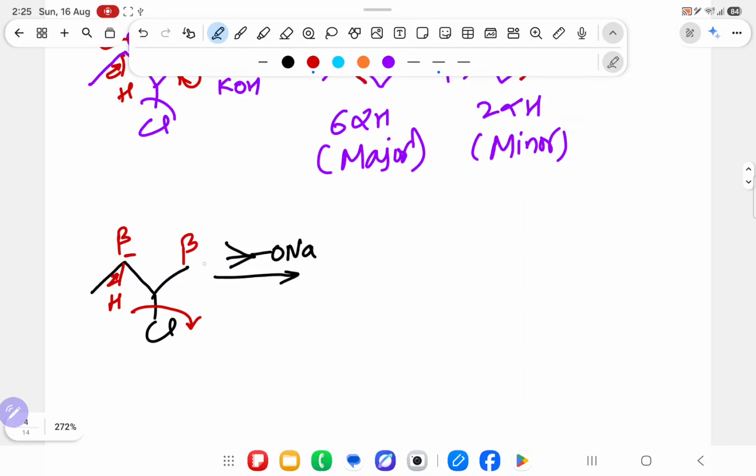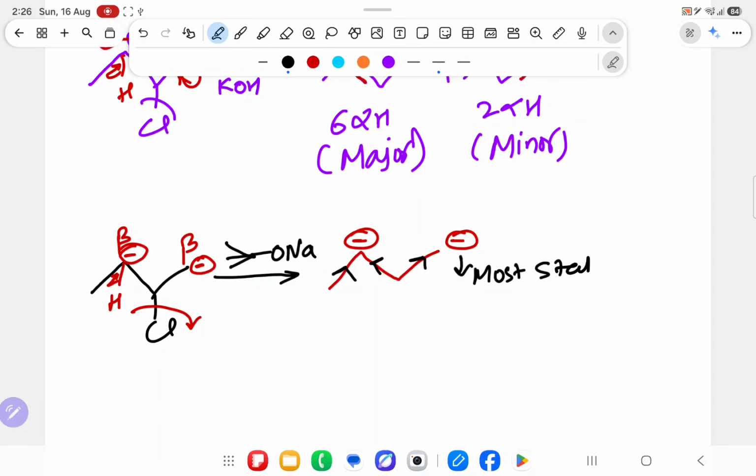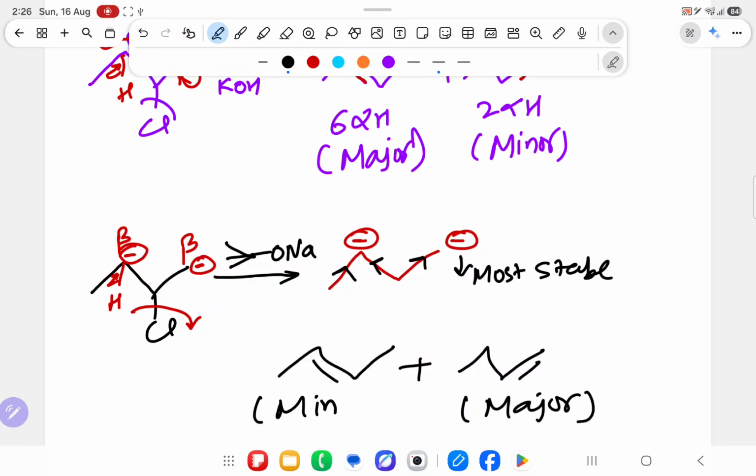So here, at the beta position, you have to put a negative charge, simple logic. Now check which negative is more stable. Before getting the product, after removing Cl, you will get a negative here and a negative here. We know the negative charge over here has plus I from both sides, while over here plus I from only one side. So this negative is most stable. It means you will get two products, but this negative is most stable, so this will become the major product and this will become the minor product.